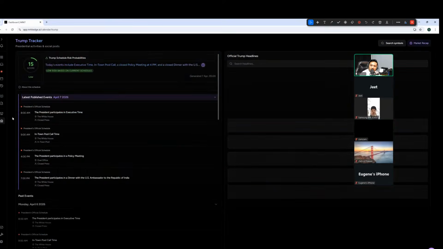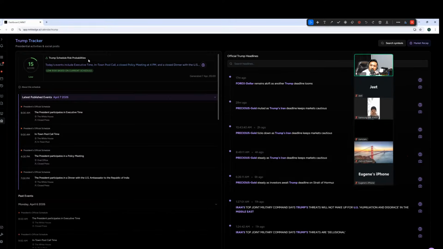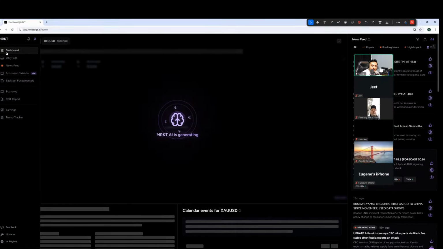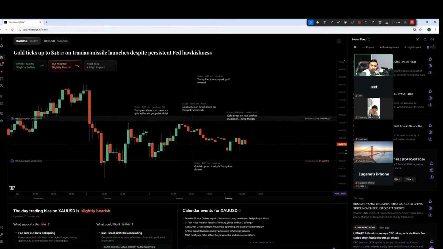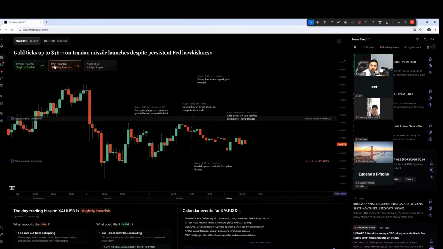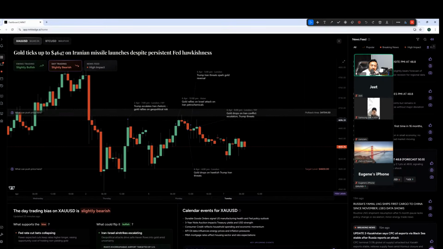Okay, let me see this Trump tracker. Not much risk we're going to see from Trump. So gold takes up to 46, 47 on Iran missile launches despite persistent Fed auctioneers. Let's see. I think things are going to get clearer within 1 to 2 days.